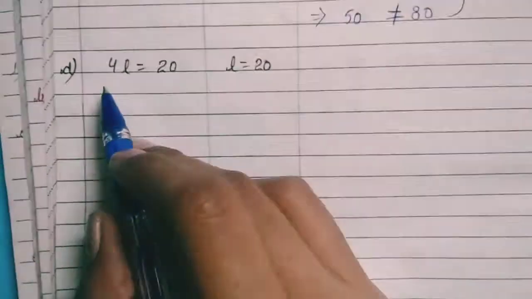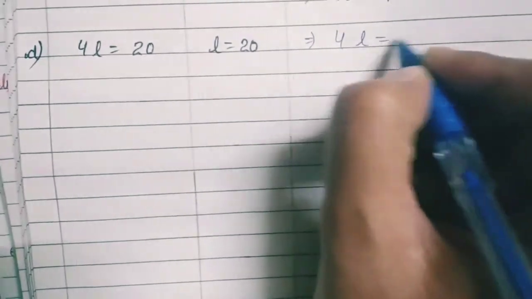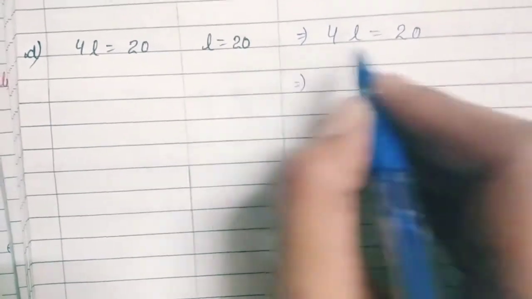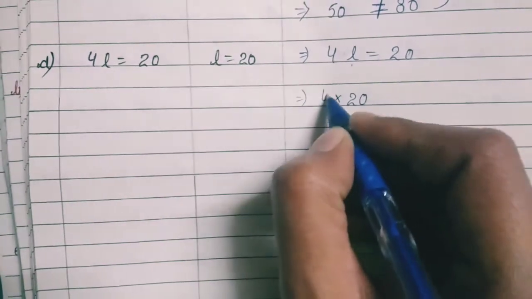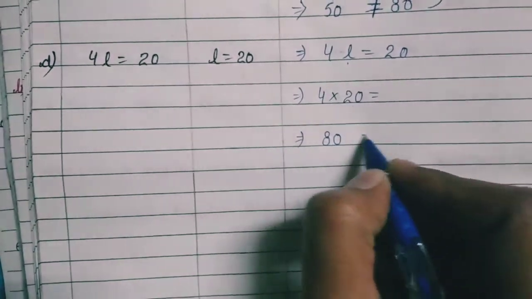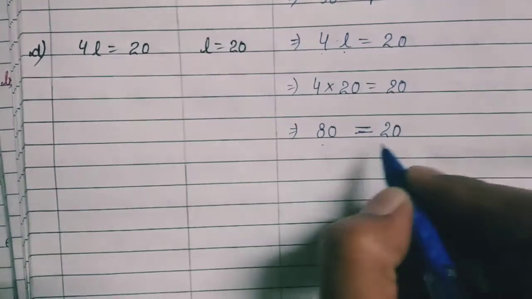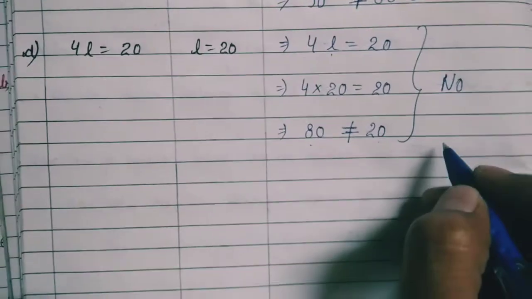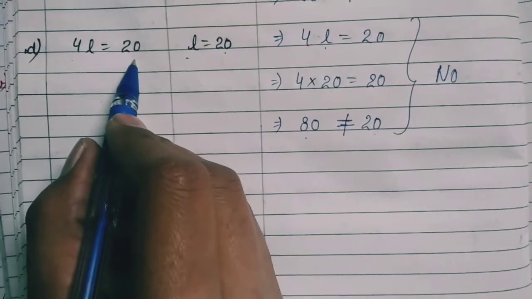Now D1 gives us the equation which is 4L is equal to 20 and the value of variable L is 20. It means in the place of L what will we put? 20 and 4 is already there. Now 4 into 20 is 80, but we have the right hand side with 20. You can simply see 80 is not equal to 20. It means we will write here it is not satisfying. For L is equal to 20, the equation is not satisfying.